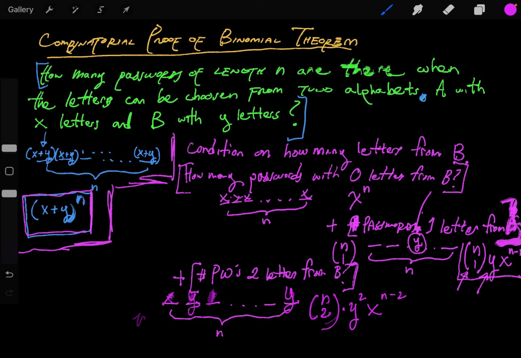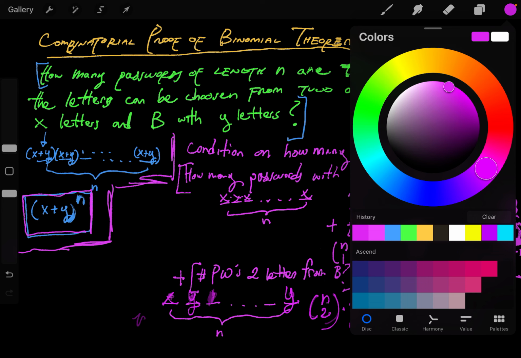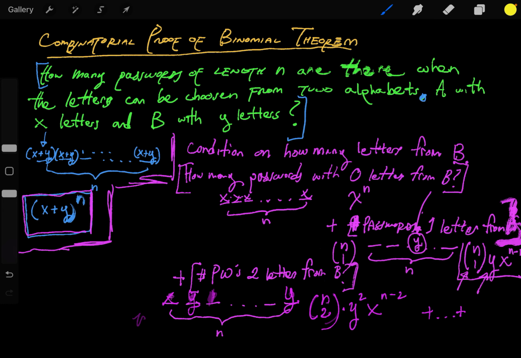How many passwords with exactly 2 letters from B? Then you count the number of passwords that you have, and you keep going down. And the general question that we really want to ask is, let's go to general. Let's go very general.